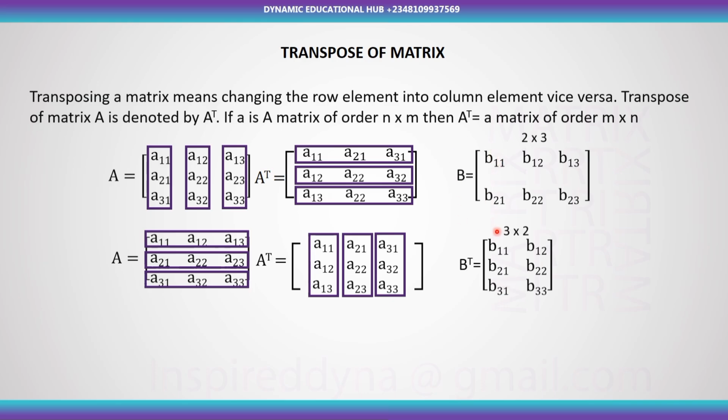Either you pick this and write it this way, or you pick this and write it this way. If you pick the row like this one, you write it like this. At the end of the day, we see that we have a matrix of 3 rows. Now I have 3 rows, so row 1, row 2, row 3, against 2 columns, column 1, 2. From being 2 by 3 to 3 by 2.